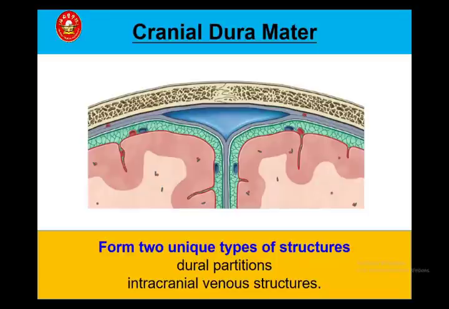It is continuous with the periosteum on the outer surface of the skull at the foramen magnum and at other intracranial foramina. The inner layer, the meningeal layer, is in close contact with the arachnoid mater, as we can see here, and is continuous with the spinal dura mater through the foramen magnum.